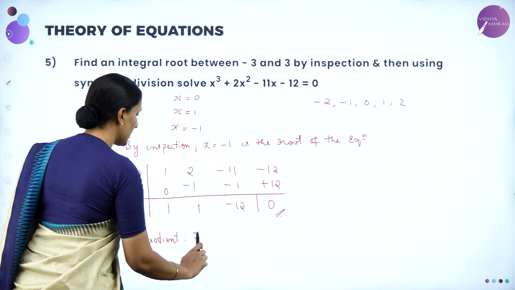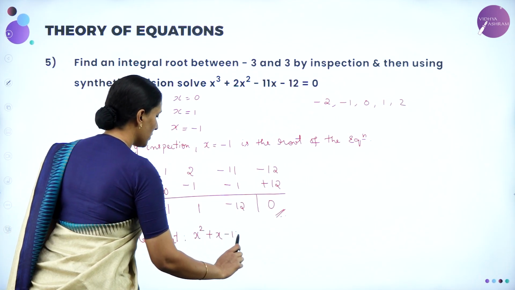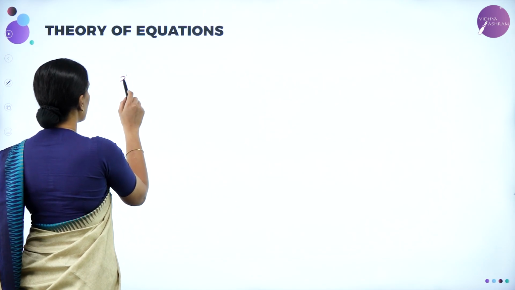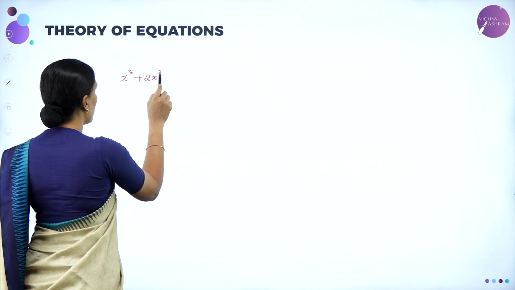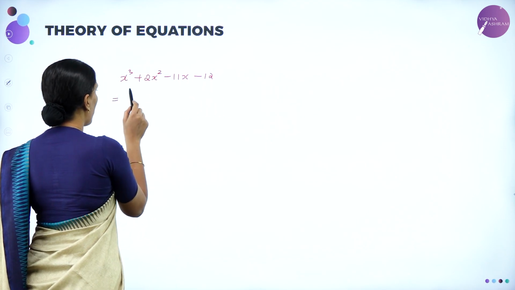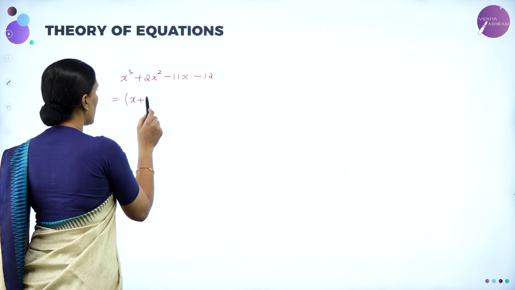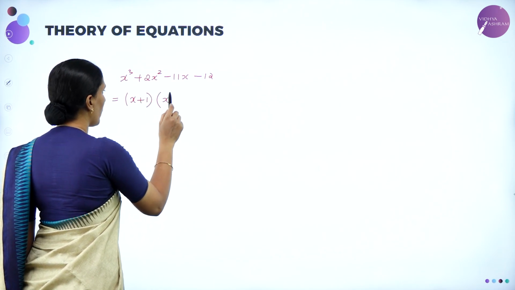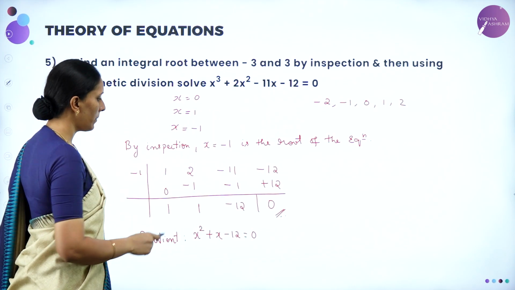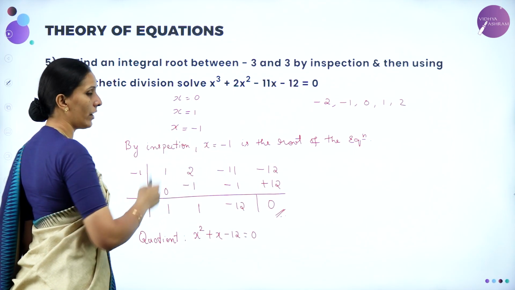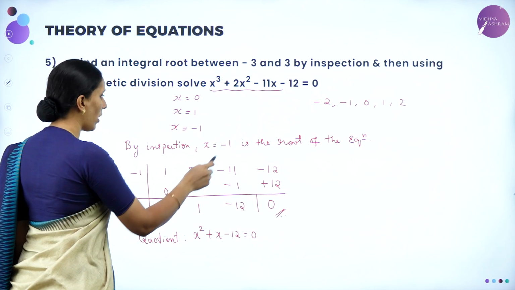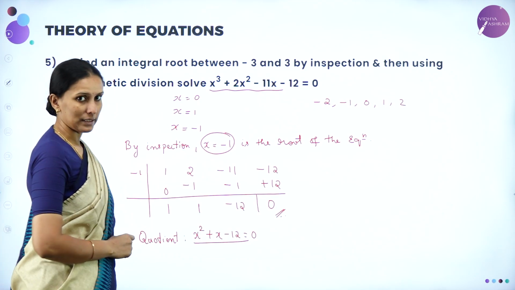So the quotient here is x square plus x minus 12 is equal to 0. So now the given cubic equation x cube plus 2x square minus 11x minus 12 can also be written as the product of x plus 1 into x square plus x minus 12. So why have I written x plus 1 here? Because x is equal to minus 1 means we can write x plus 1 is equal to 0. So therefore the given cubic equation can be written as the product of these two factors.